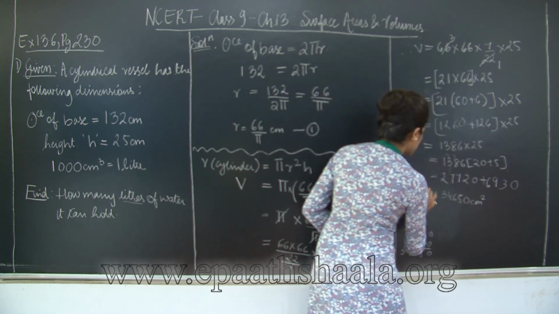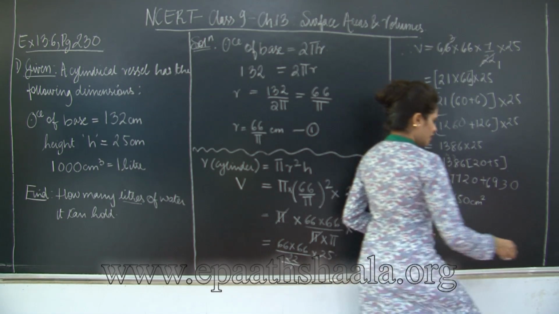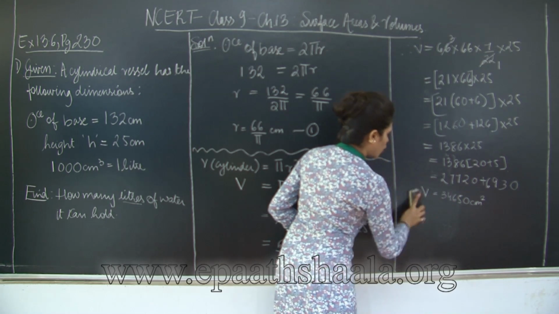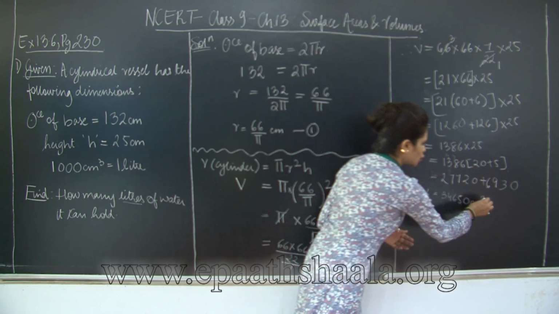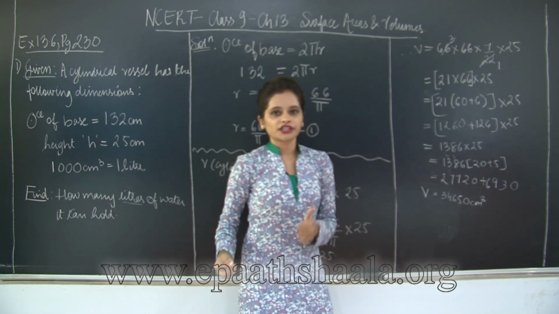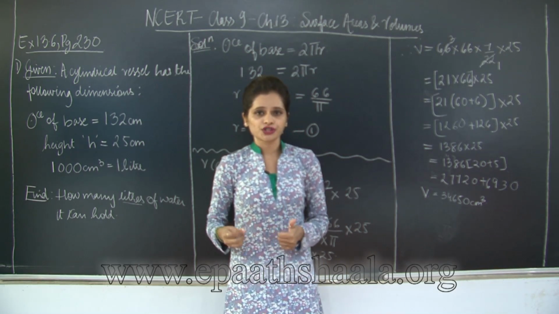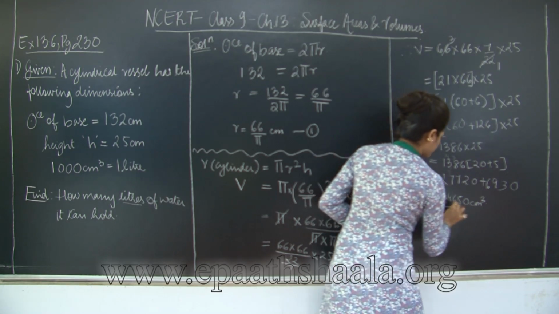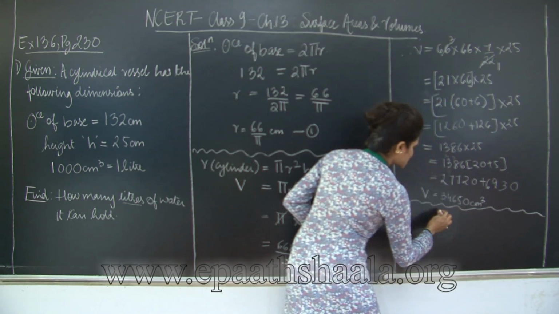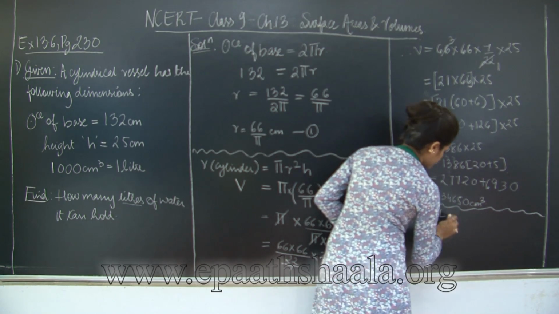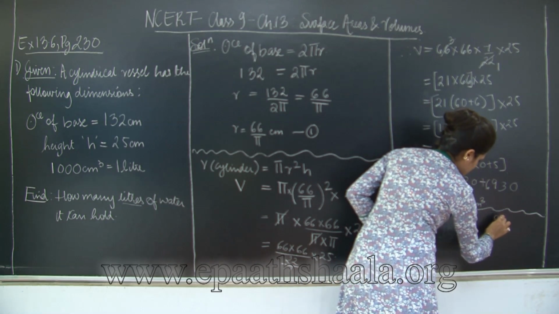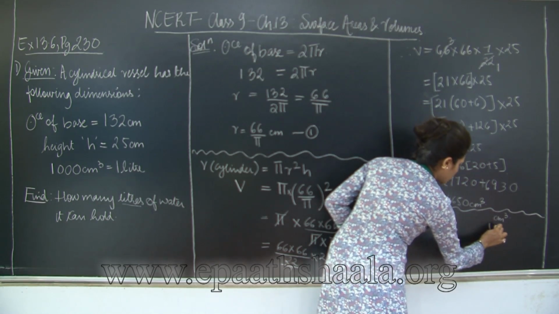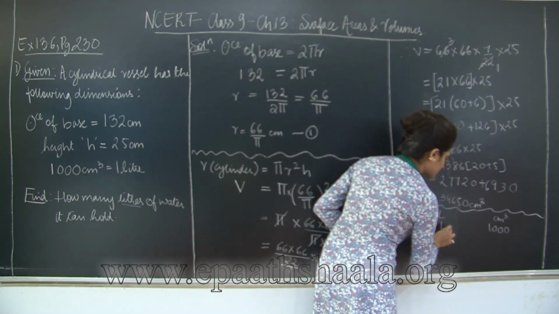Centimeter cube. Why? Because this is the volume. Let me just erase this part of the board. So now we have found the volume in centimeter cubes. We have to convert it to liters. So we are going to use the unitary method to find the volume in liters. Therefore, I will say liters and centimeter cube. So 1000 centimeter cubes is 1 liter.